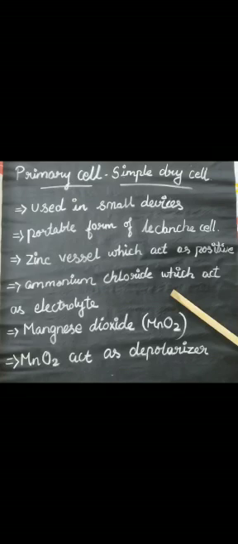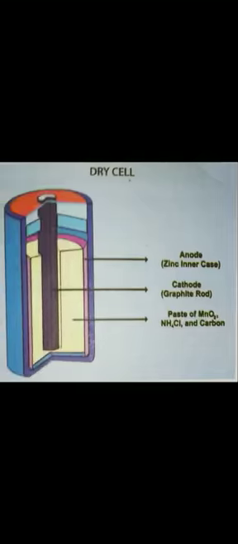The zinc vessel is sealed at the top with pitch or shellac. A small hole is provided for the gases formed by the chemical action to escape. The chemical action inside the cell is the same as in the Leclanche cell. So this is the dry cell.